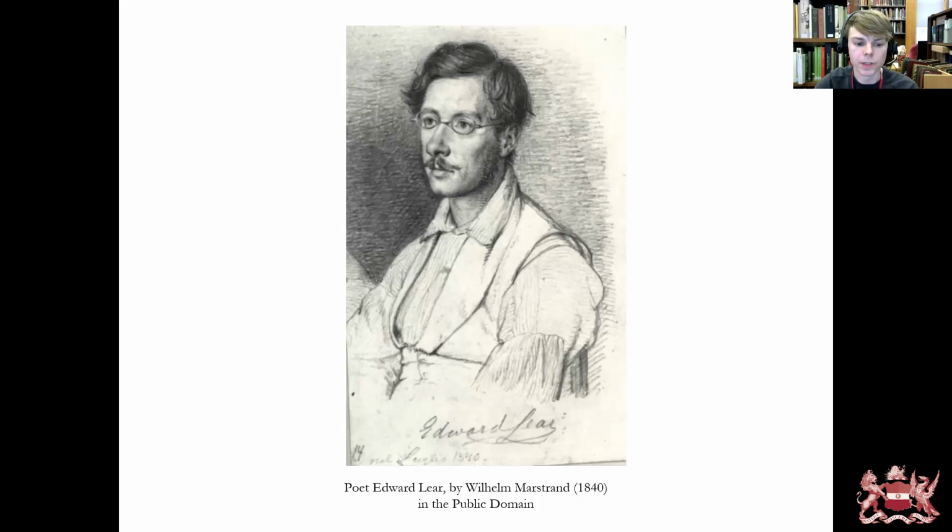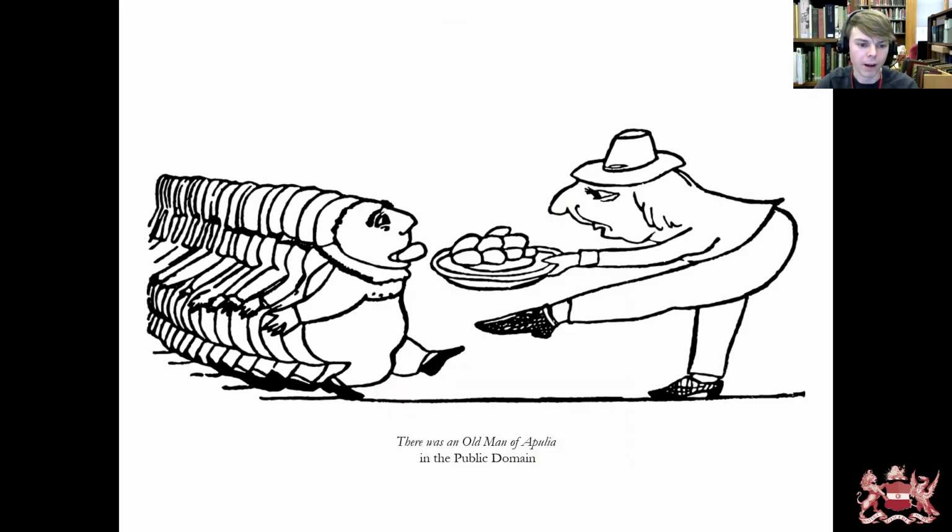Jenny Uglow recounts in her wonderful biography of Lear that a recurrent image in his nonsense verse is of put-upon father figures feeding endless lines of hungry offspring. In this cartoon, the old man of Apulia featured here, the whimsical gentleman is said to feed 20 sons upon nothing but buns, and the biographical parallels are almost too tempting to resist.